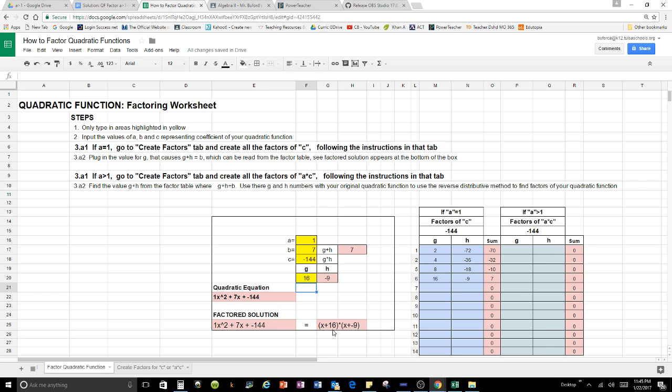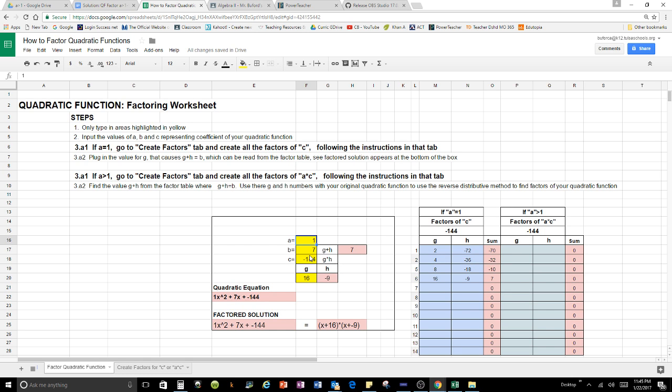And so that's how you use the factoring spreadsheet. So let's look at an example where we have an A that's greater than 1. Now we haven't studied this yet, but I just want to show you that you can use this for a quadratic function where A is greater than 1. So it's 5x squared plus 28x plus 32.